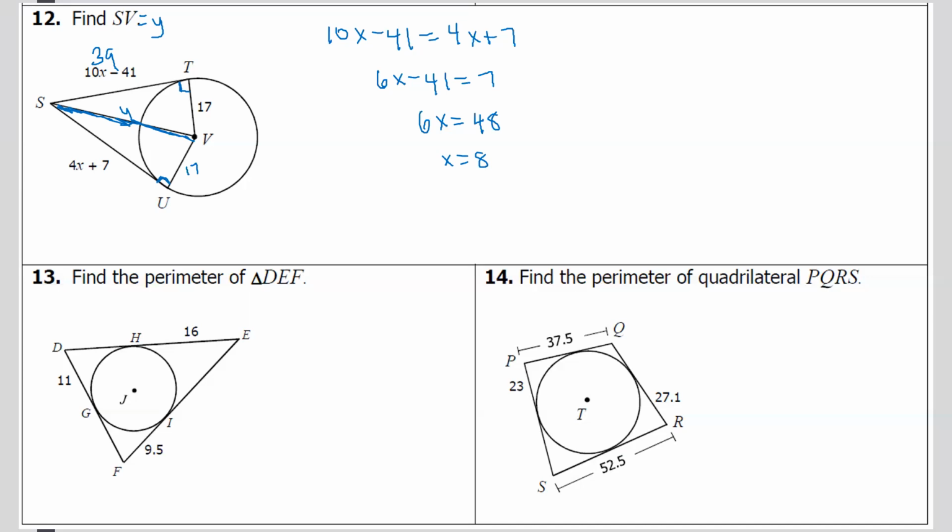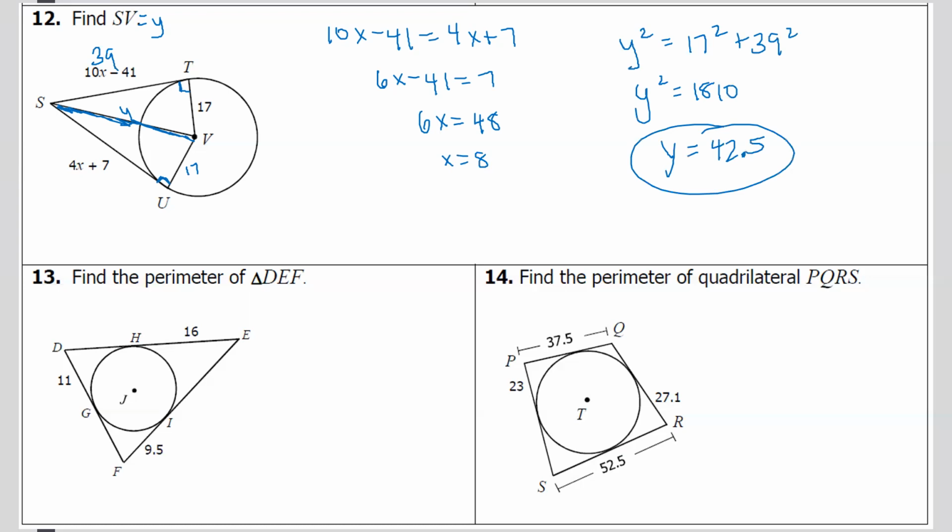But now that I know the length of ST and I know the length of TV and I know it's a right triangle, now I can just say, oh, Pythagorean theorem. Hypotenuse squared equals leg squared plus leg squared. So 17 squared plus 39 squared gives me 1,810. Take the square root of both sides. We get about 42.5. There it is.